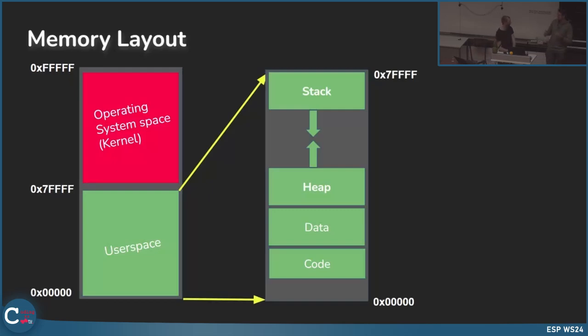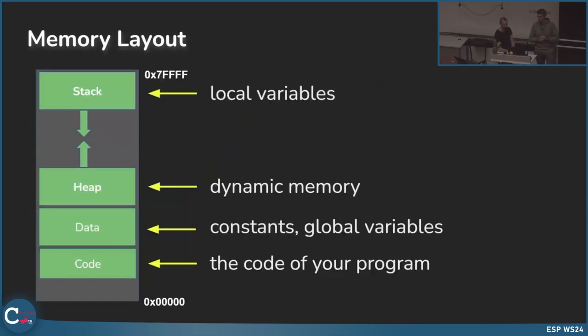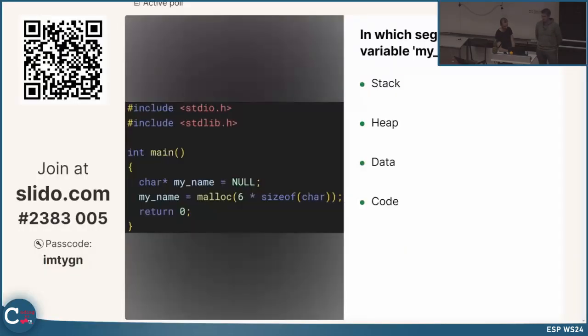We should not access it. We're not allowed to access the kernel space. We're really just interested in the user space. Yeah, we already talked about that. That's the same slide as before, and I also discussed that. One last slide, though, because it's very, very important. What do you think? In which segment is the variable my name stored?